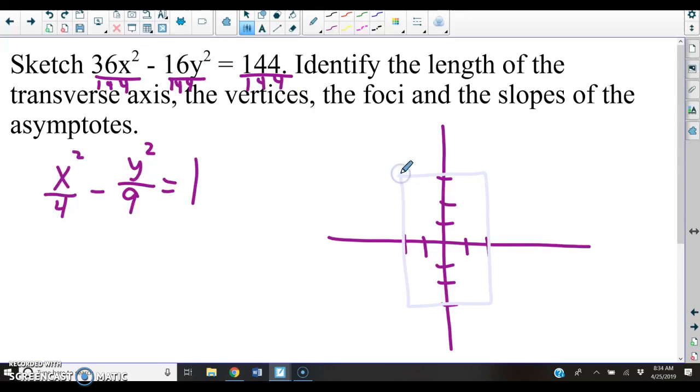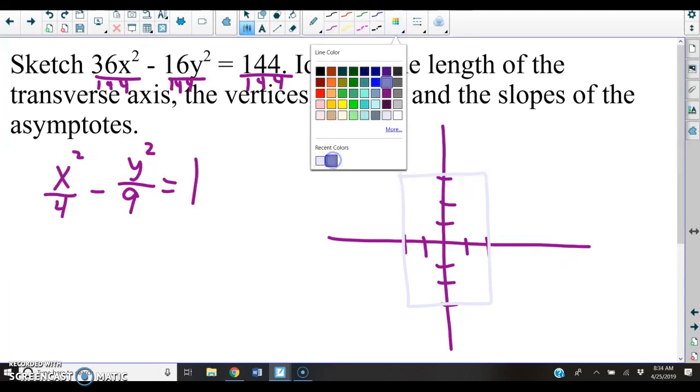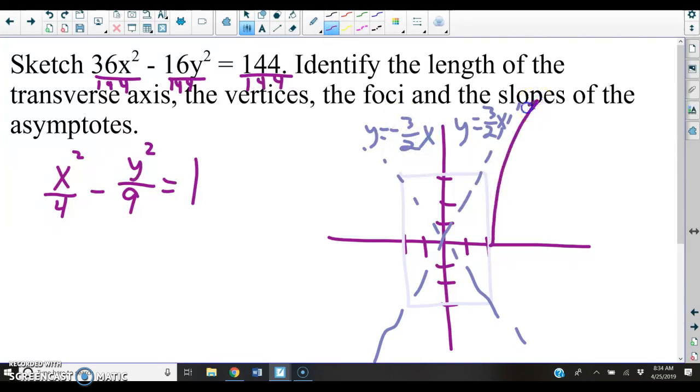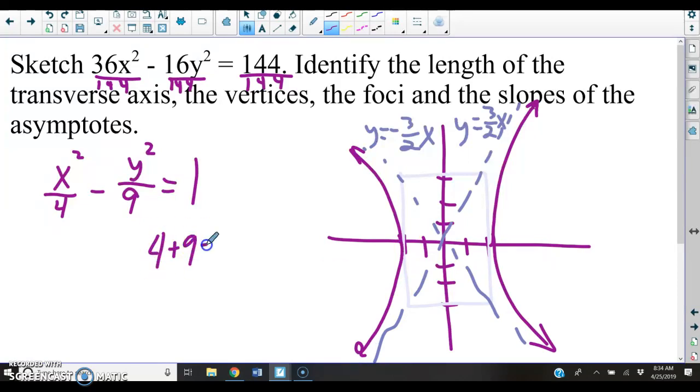Sorry if I miss. Right. And here's my asymptotes. So this is y equals 3 halves x. Notice the slope is different. This one's y equals negative 3 halves x. And my hyperbola is still going to cross the x-axis because that's the positive one. My foci, again, 4 plus 9 is 13 again. So it's coming out here at the square root of 13 from the center.